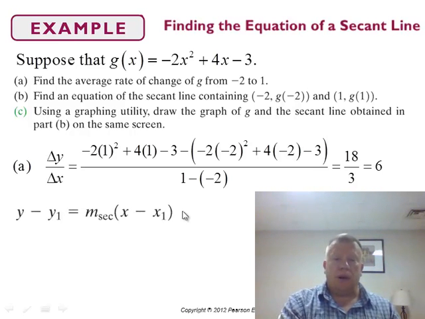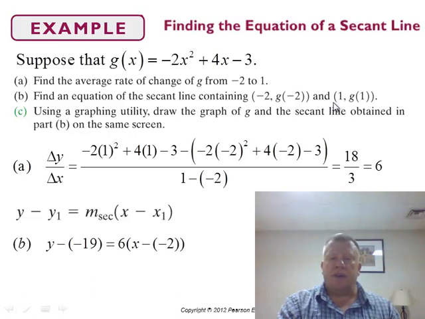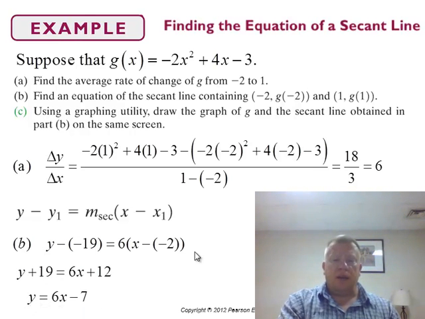So use your point slope form. Here's your y minus y sub 1 is equal to the slope times x minus x sub 1. You got your slope. That's going to be 6. And your x sub 1, y sub 1 are coordinates of some point. So you could use either this point here or this point right here. And in particular, let's use -2, and g of -2. Now, g of -2 is apparently -19. So you plug in those numbers, simplify, and it works out that y equals 6x minus 7 is the slope-intercept form of the equation of the line that goes through those 2 points.